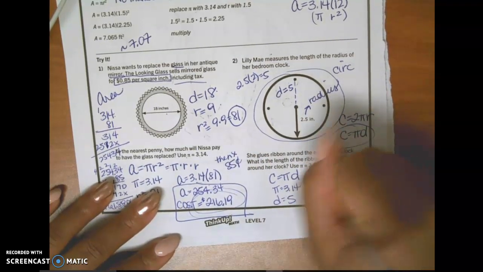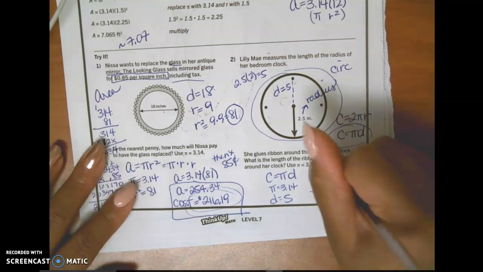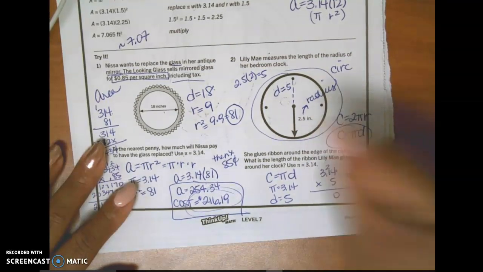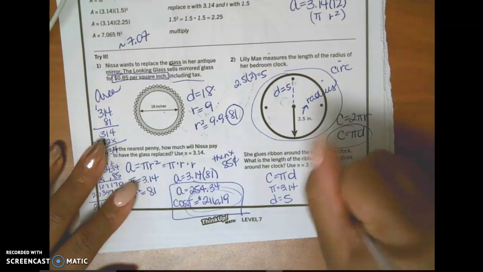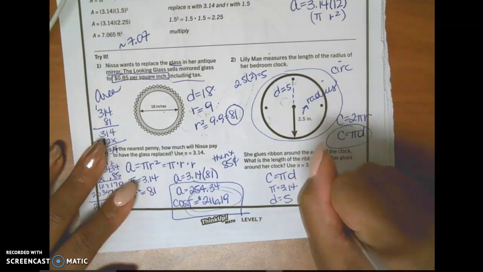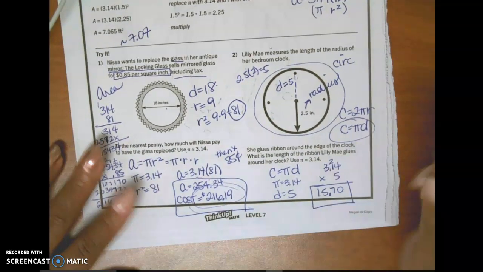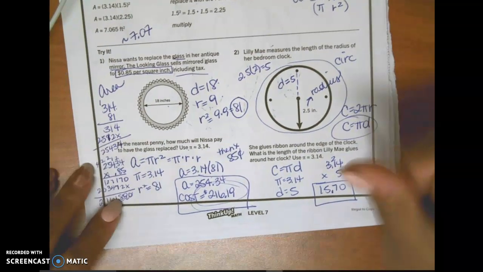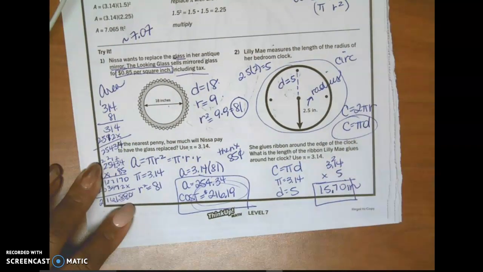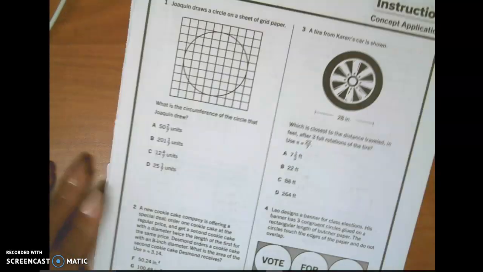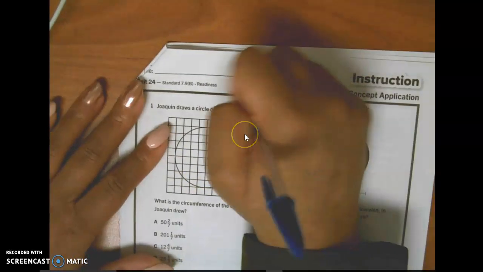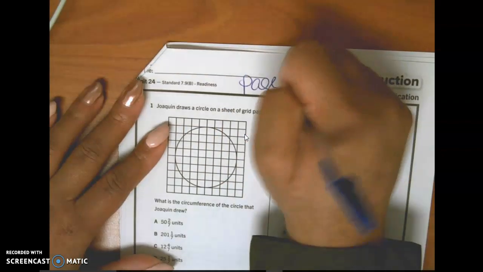3.14 times 5 equals: 5 times 4 is 20. 5 times 1 is 5 plus 2 is 7. 5 times 3 is 15. And 70 hundredths. Make sure you add your 2 decimal places there, and that's going to be inches. All right, let's get into the work. This is page 241.